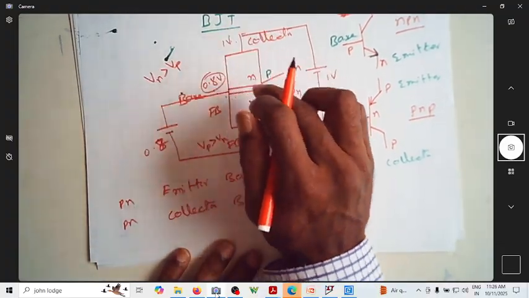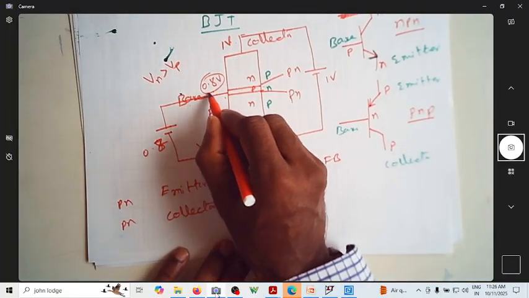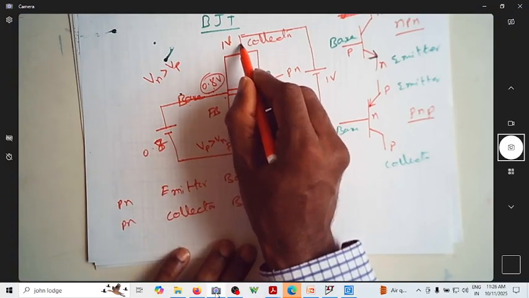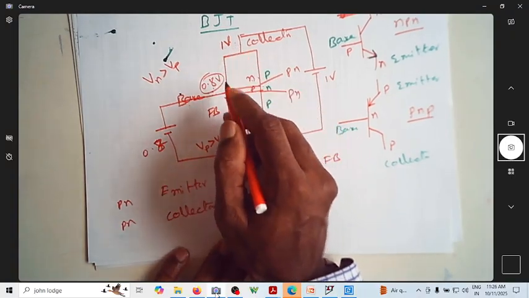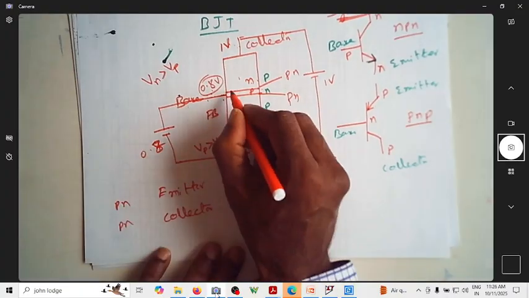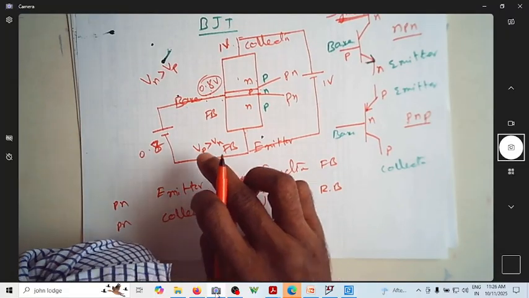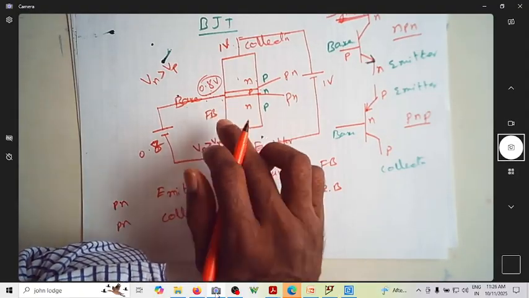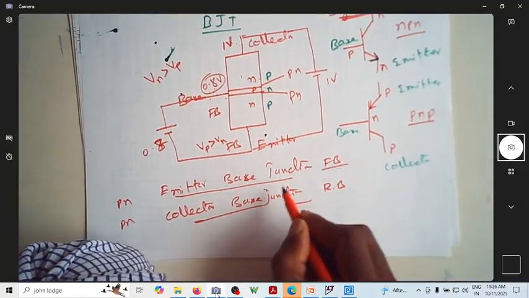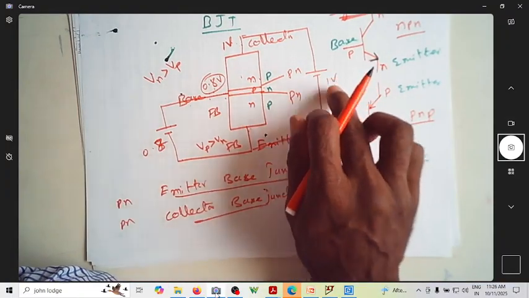Whereas here between these two, because of this 1 volt, I'm getting this as 1. Because of this 0.8, I'm getting it as 0.8. So what is the voltage here? 0.8. What is the voltage here? 1 volt. So this is P, this is N. So Vn is greater than Vp. So you have this collector base junction. This junction is reverse bias. So now you have emitter base junction forward biased and collector base junction reverse biased, because you applied 0.8 and 1 volt.